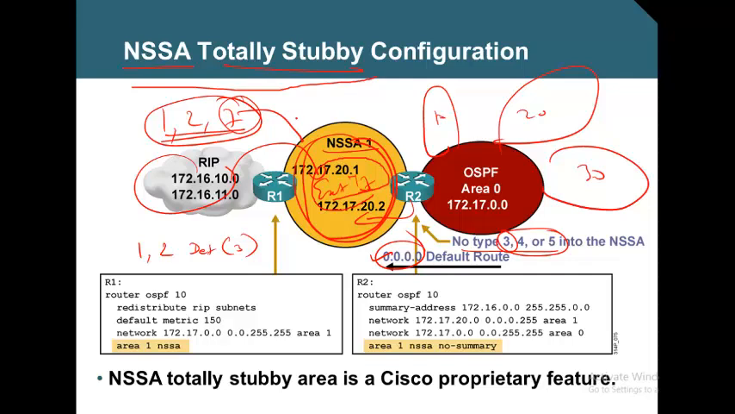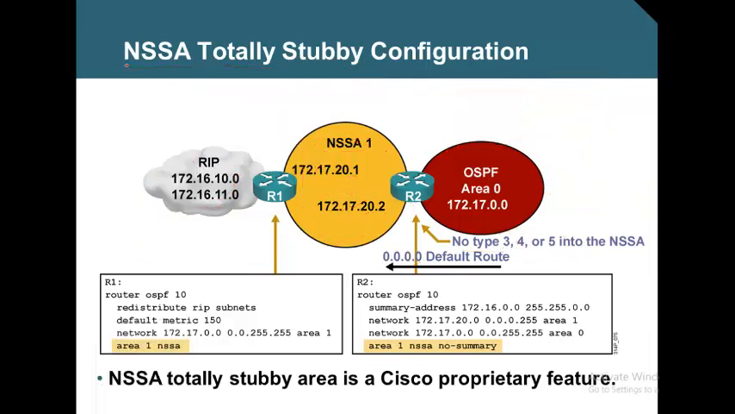When you simply say not so stubby area, what will you have? Here you will have 1, 2, 3, and 7. And you will not have any default route. If you want a default route, you can manually configure the default-information originate always command. Hope you remember that command, which will generate a default route. Okay. So this is what we need to do as a lab.